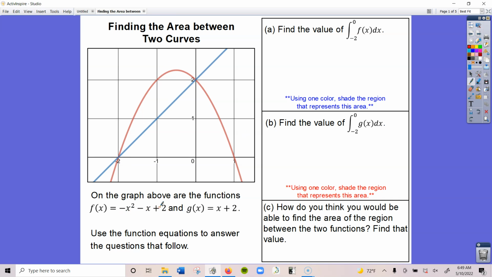This one here, the negative x squared, that's going to be the parabola. So this one here is f of x. And then x plus 2 is the linear function, so this blue one here is g of x.